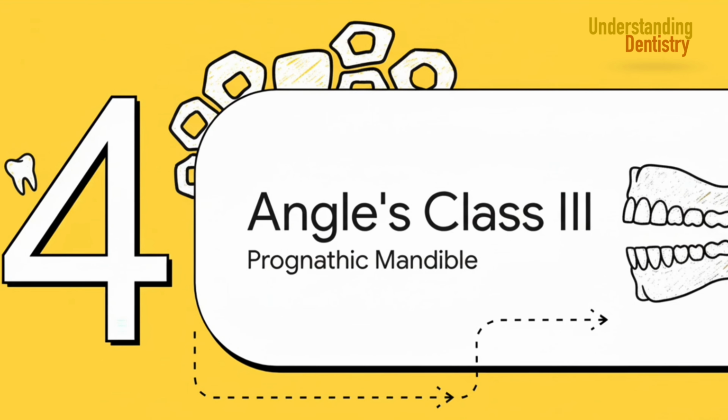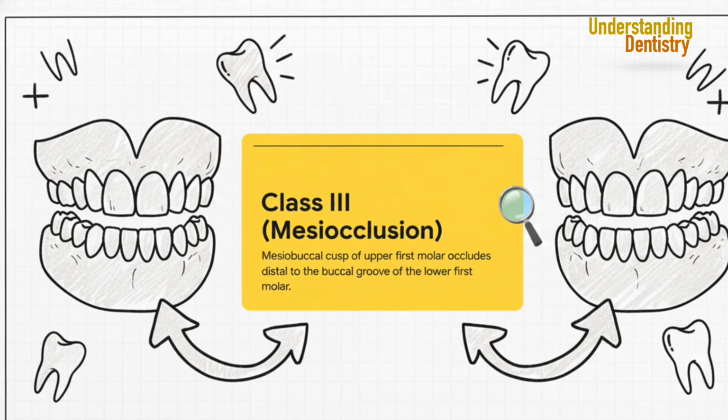All right, let's move on to our final classification, Angle's Class 3, or mesio-occlusion. And as you'd probably guess, the relationship is now reversed. Here, the mandible is prognathic, meaning it's positioned anteriorly relative to the maxilla. So for Class 3, the diagnostic key is that the mesial-buccal cusp of the upper first molar now occludes distal to, or behind, the buccal groove of the lower first molar. This skeletal pattern is what often gives us that anterior crossbite and that characteristic concave facial profile.